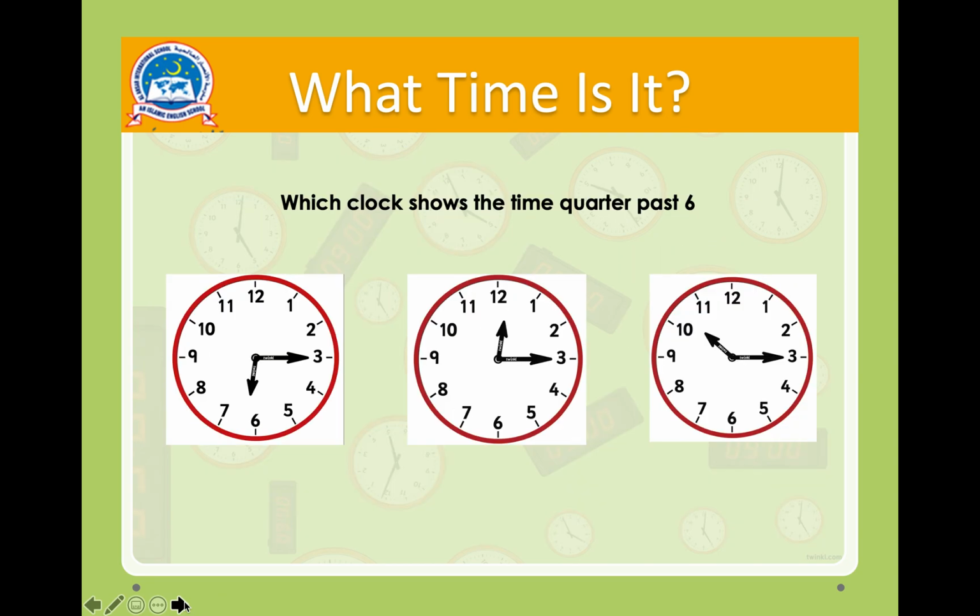Now, let's have a look at these 3 clocks. Which of these clocks show the time 6:15? If you've guessed that the first clock shows 6:15, you are correct. Well done.